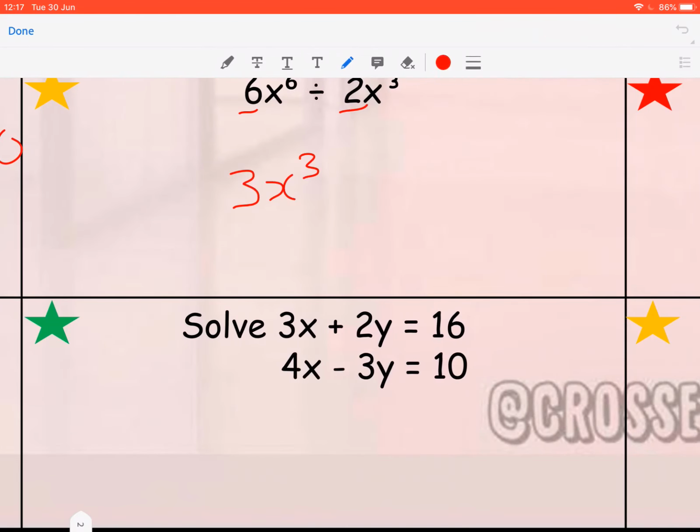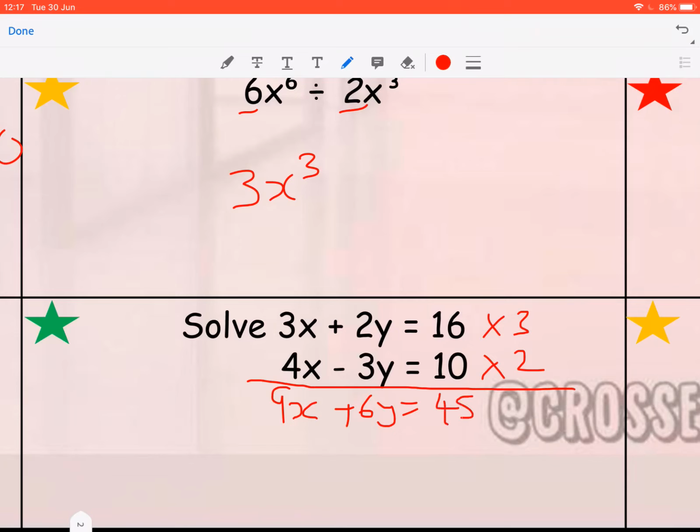Okay, a bit of simultaneous equations. What I need to do is make the numbers in front of the y the same. In order to do that, I'm going to times the top by 3 and the bottom by 2. What that'll do is make them both into a 6. All of the top times 3 is 9x plus 6y equals 48. All of the bottom times 2 is 8x, take away 6y equals 20.